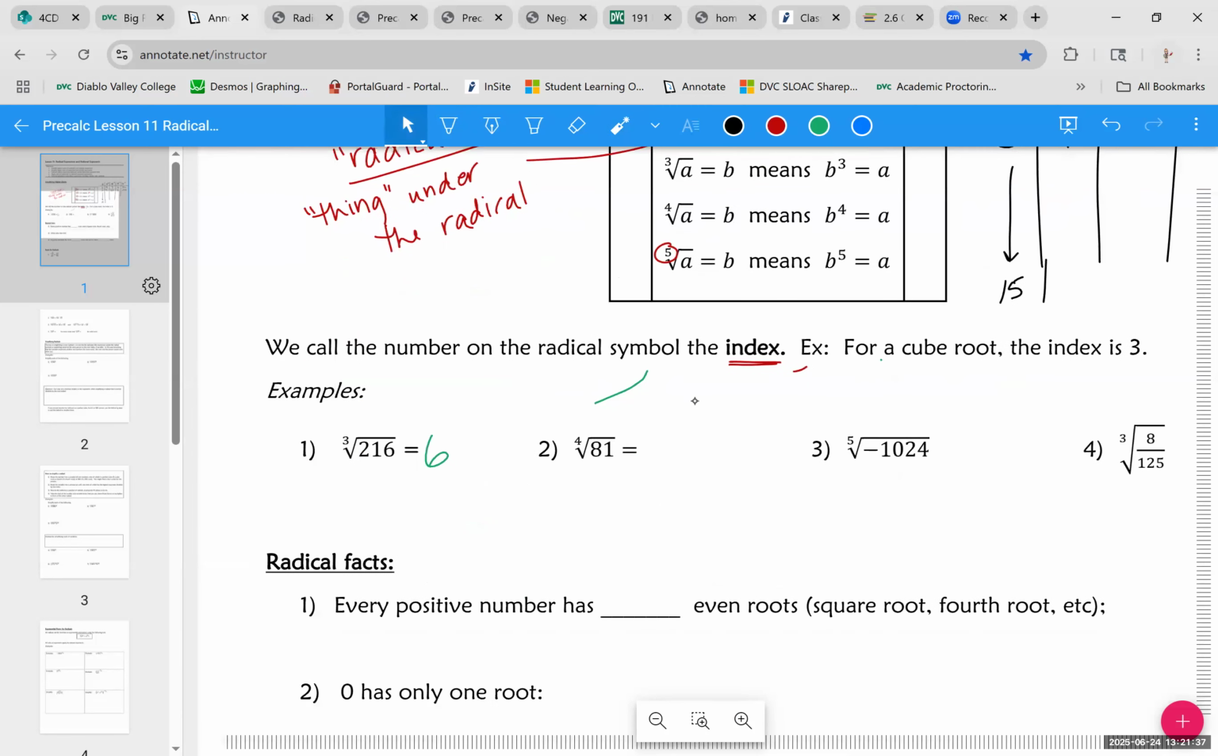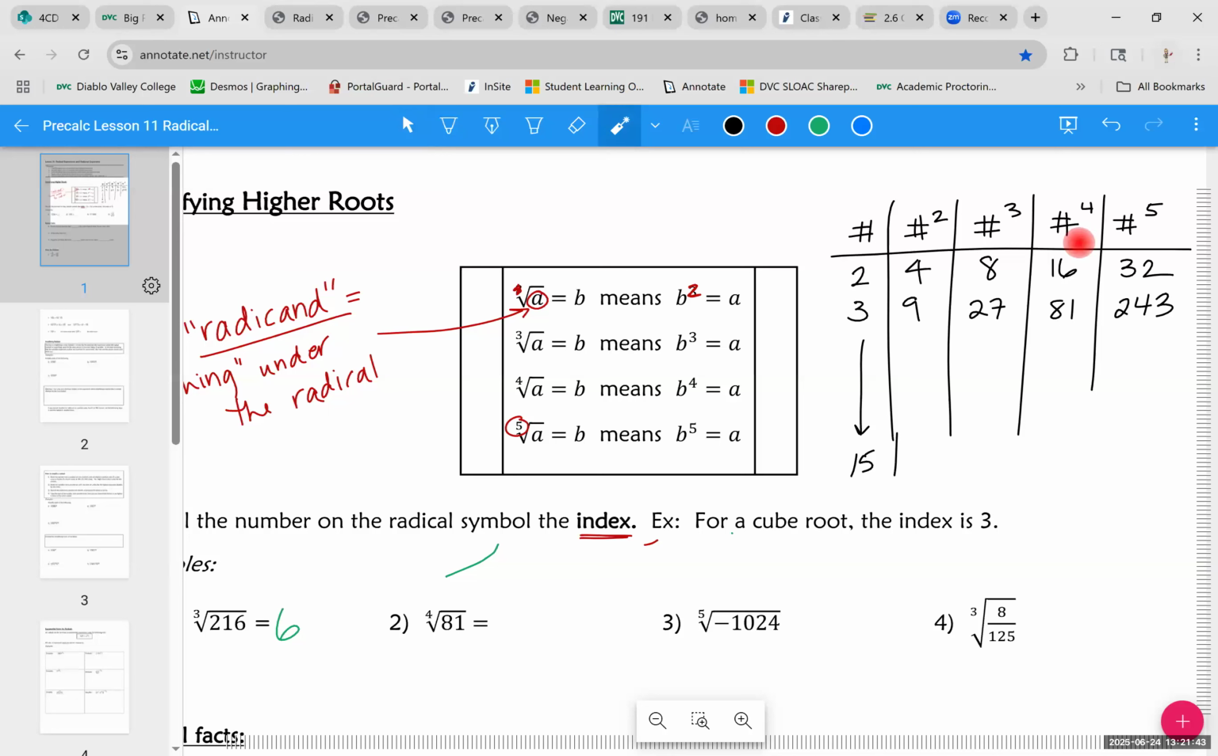Okay, so coming back over here, the fourth root of 81. Oh, look, that's on my list. Aha. Perfect fourth. 81 is a perfect fourth. Its fourth root is 3. The fifth root of negative 1024. Well, if I had made this list, I would have seen that if I had a positive 1024, it would be 4. But since I have a negative 1024, it would be negative 4.